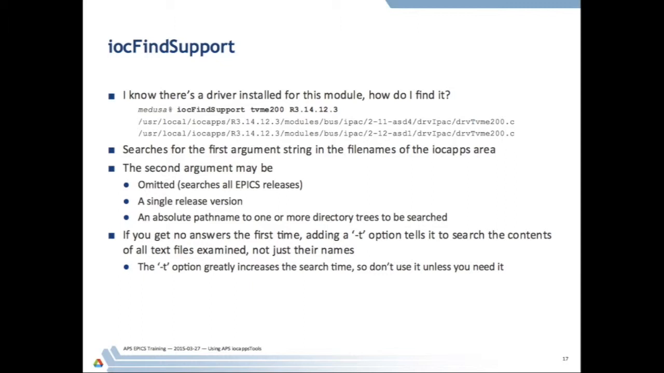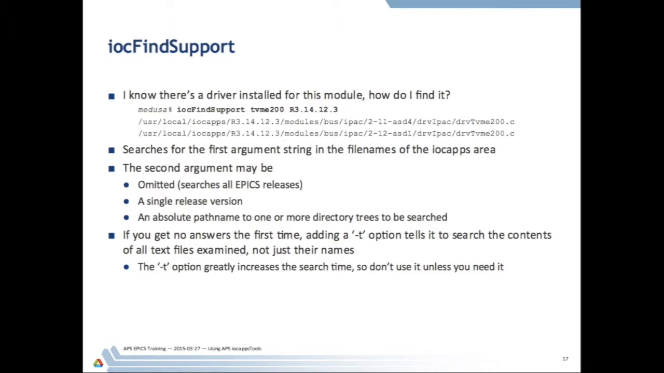The second argument, the release number, you can leave out, in which case it will search all the EPICS releases. You can specify a single release version. Unfortunately, you can't specify more than one release version. But you can specify an absolute path name, or multiple absolute path names for directory trees, for it to search instead.